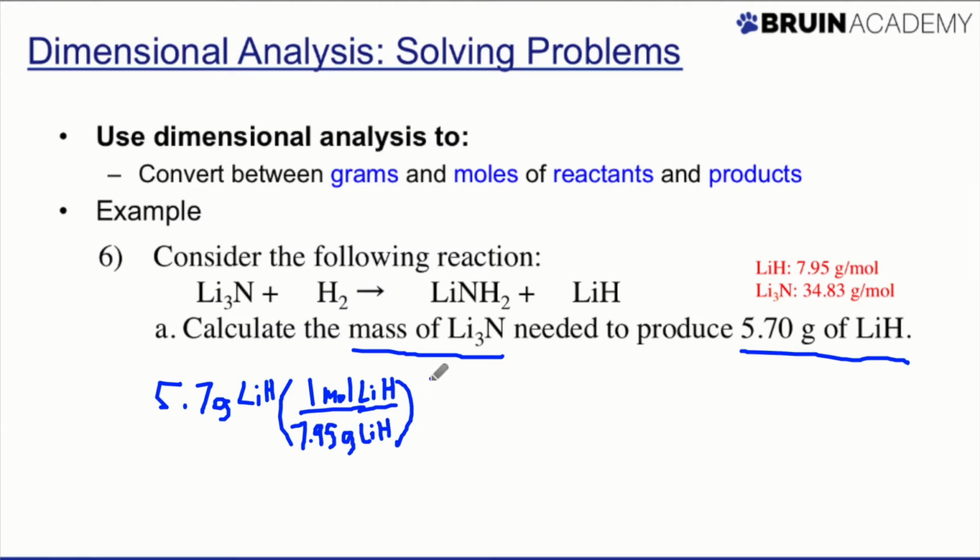Okay? So now that I have moles of LiH, I need to convert moles of LiH to moles of Li3N. And in order to do that, I have to look at the equation, right? The reaction. And there's one important thing you always have to do when you're given a reaction, and that's to make sure that it's balanced. And if it's not balanced, you have to balance it. So let's go ahead and look at this. Okay, let's balance it.